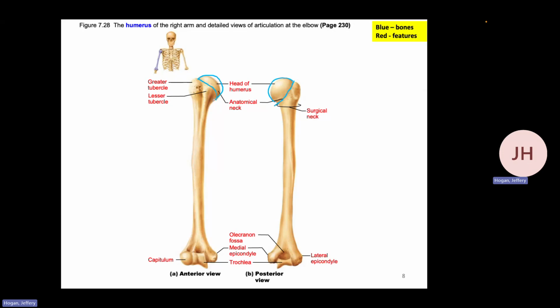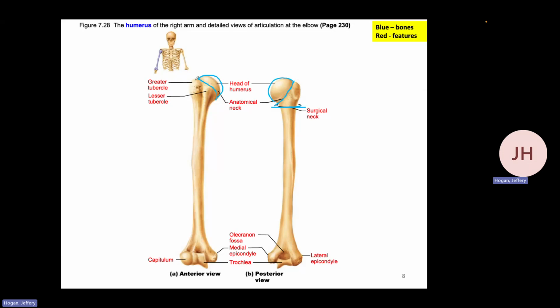But if you go in for a surgical replacement, they're not going to cut right there. They're going to cut the whole head of the humerus off right here and then pound a titanium replacement prosthetic in here, and then reattach everything here.